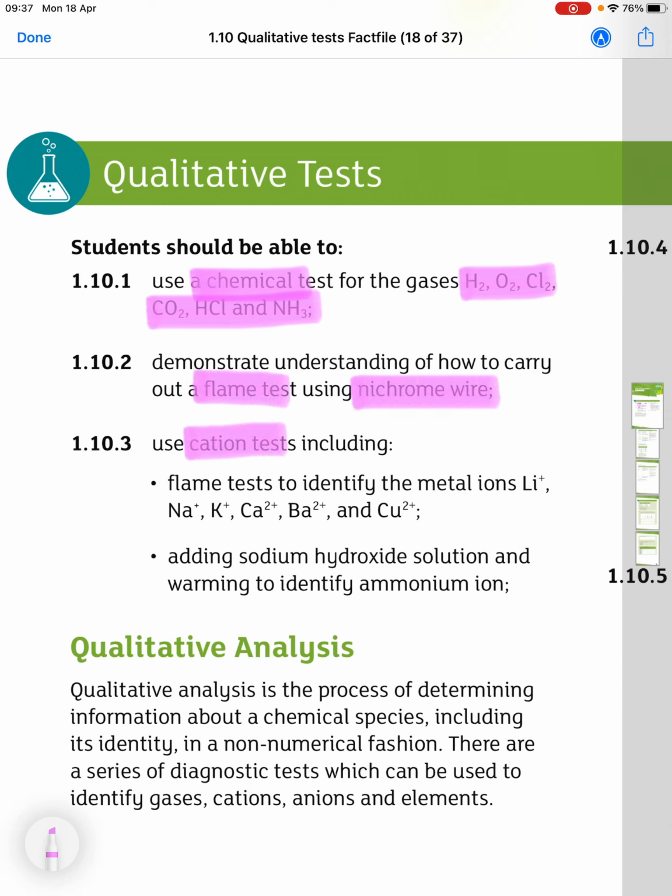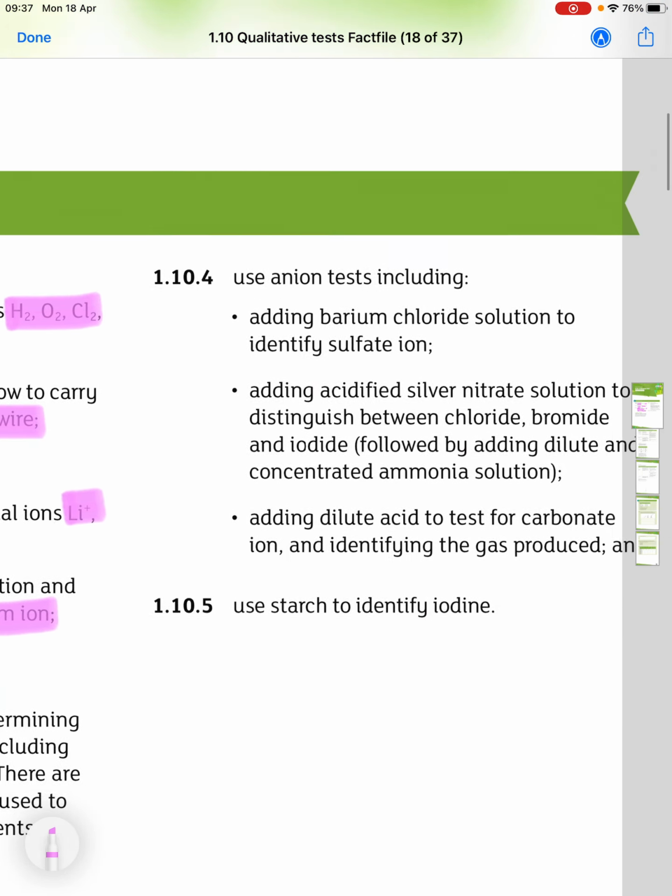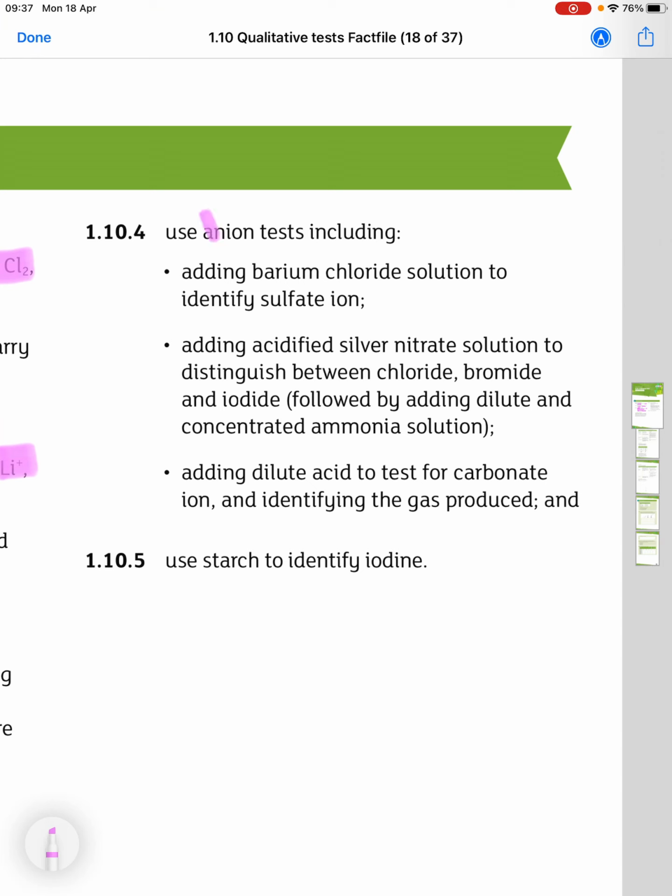Then demonstrate an understanding of how to carry out a flame test using nichrome wire. The cation tests, so flame test to identify the ions of lithium, sodium, potassium, calcium, barium and copper. And then adding sodium hydroxide solution and warming to identify the ammonium ion.